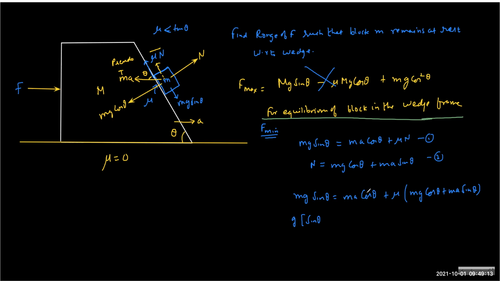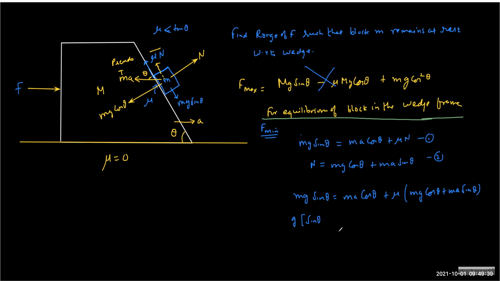So in the minimum case, the block will have a tendency to go down and therefore friction will act up. So a part of gravity is already balanced by the friction force. So ma cos theta will balance the remaining part. So that is what we have in the first equation. And the second is the normal value. And now we are just substituting the normal from equation 2 in equation 1.